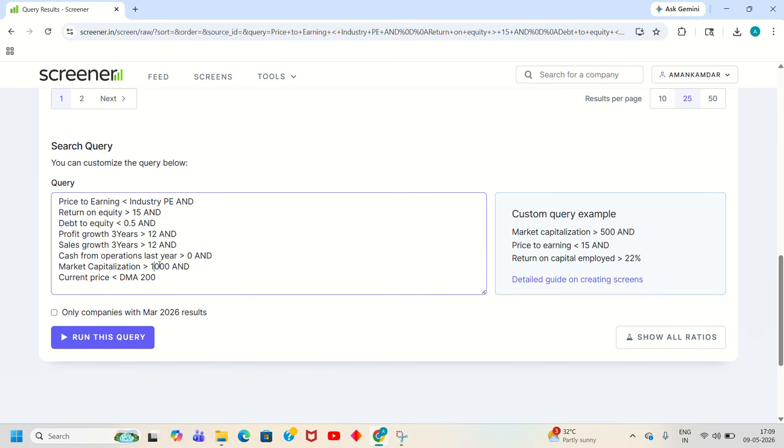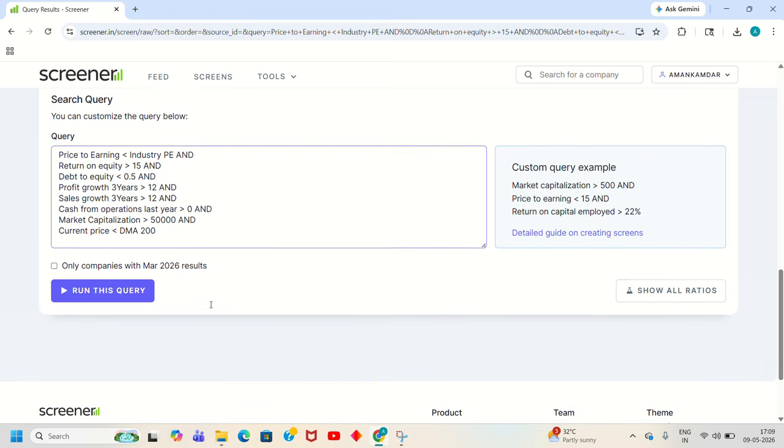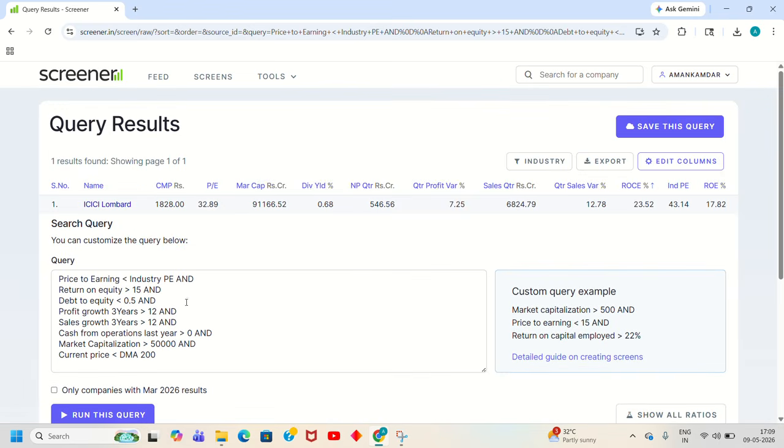So from market capitalization from 1000, let us say we are going to 50,000 crore market cap. Let's see if there are any results or not. Okay, so there are only one result, which is ICICI Lombard. So let's just go and analyze.